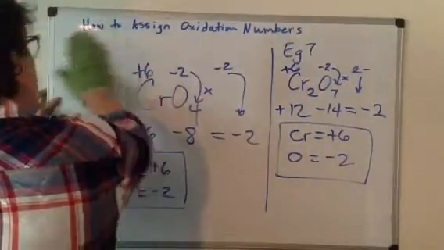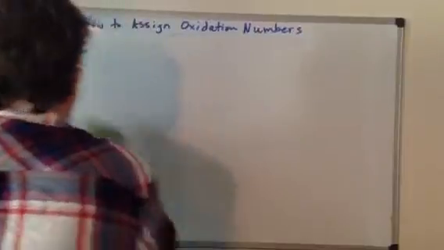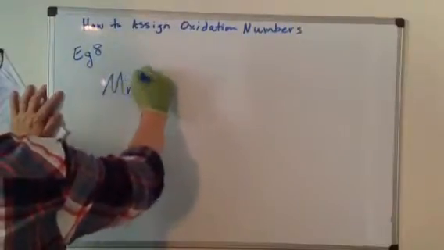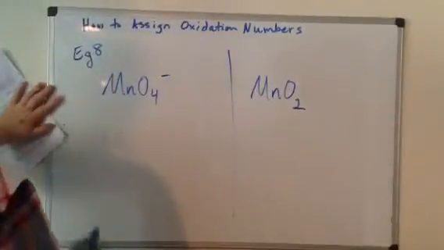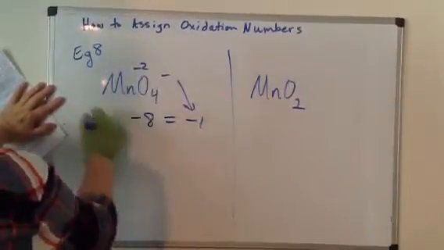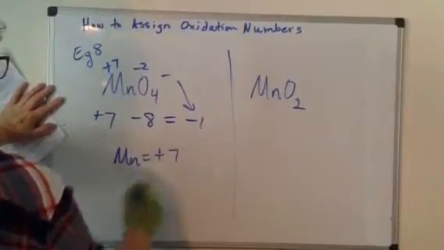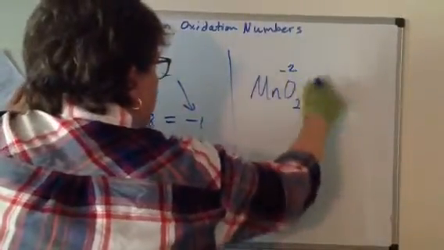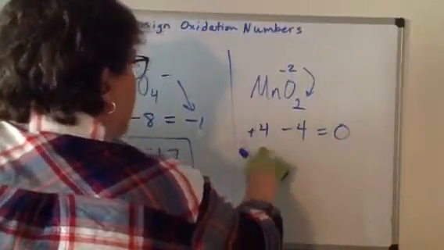All right. Now we're going to manganese. Okay, so you have example 8. We've got the permanganate ion, and then we have a compound, manganese dioxide. Okay, so here we go with the sum has to be the charge. Oxygen -2 times 4, -8, plus 7 is -1 divided by 1. So this gives me manganese in a +7 state, oxygen in a -2 state. In the compound, oxygen, -2 times 2, -4. This is a compound, it's going to be 0. That gives me a +4 for manganese, divided by 1.